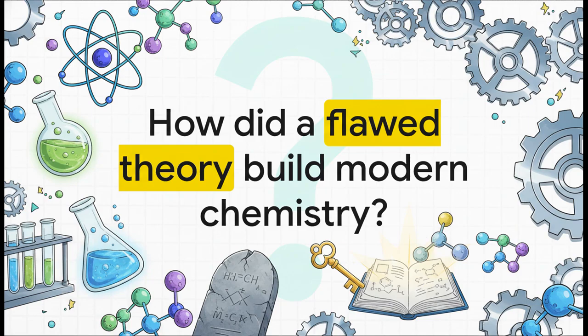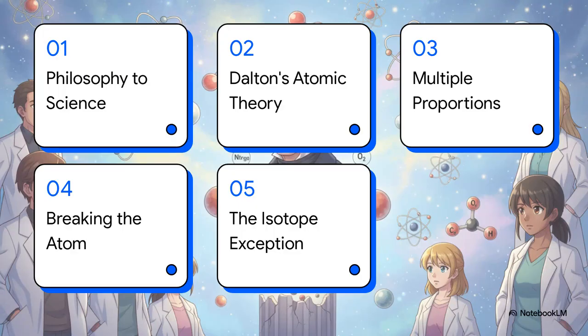So think about this for a second. How did a theory with so many fundamental errors become the unbreakable foundation of modern chemistry? It sounds totally counterintuitive, right? Usually, when a scientific theory is proven wrong, it just gets tossed out, but not Dalton's. Today, we're taking a close look at the very nature of scientific discovery to understand how being partially wrong is sometimes the exact stepping stone we need to become completely right. Okay, let's dive into this.